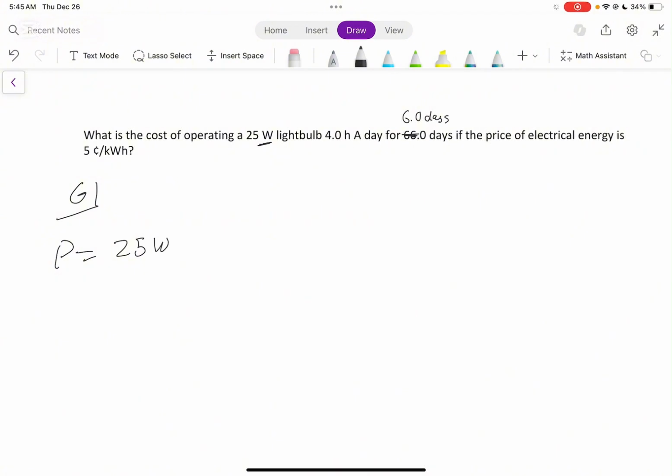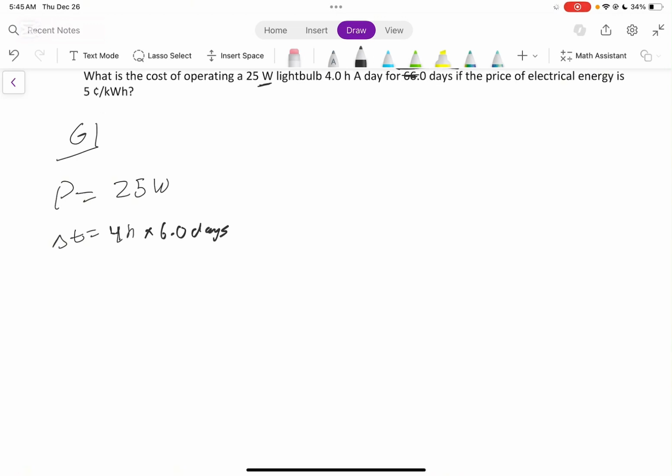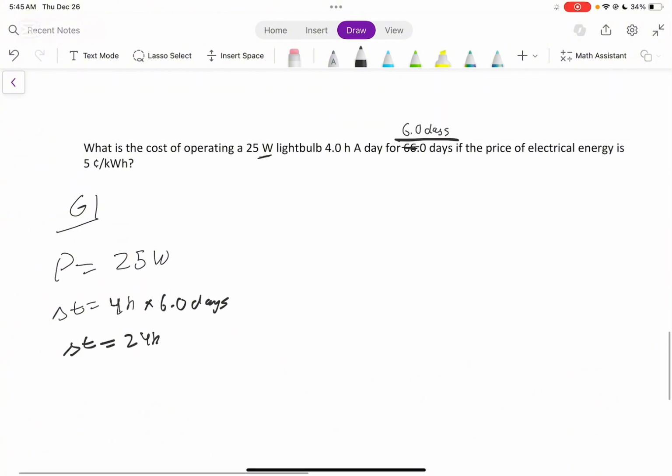So our time here, our delta T, is equal to 4 hours, but this is per day. So we know that it's going to be over a course of 6 days. So we can multiply this just by 6.0 days, and we'll get how many hours in total, because we're going to be operating it 4 hours in 6 days. So it's really 4 times 6, and our delta T will just equal 24 hours. If you really wanted to, you could have done this for 66 days, like I had the typo, and you would have got the same result.